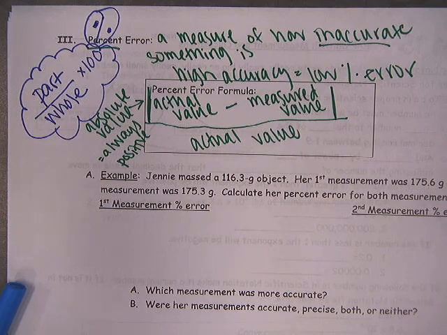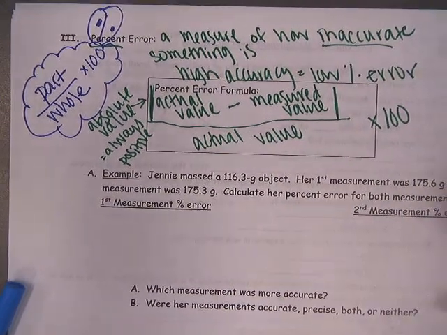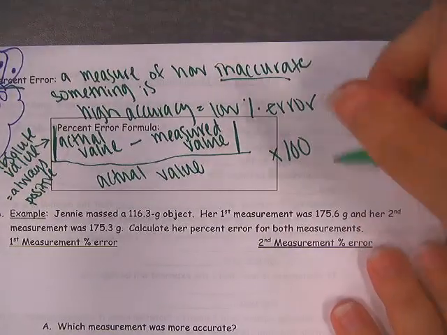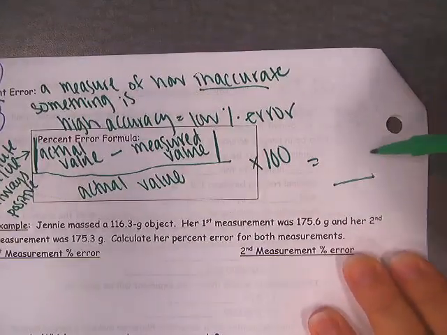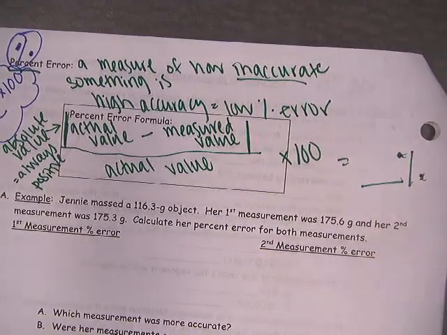And then again, if you need the reminder to multiply by 100 so that you move your decimal place twice to turn it into a percent, that's good. And then when you express your answer, it's going to equal something percent. So you're going to put a percent sign at the end always.